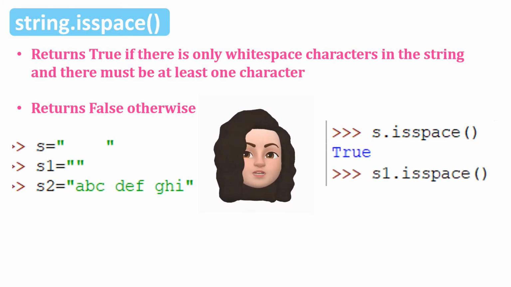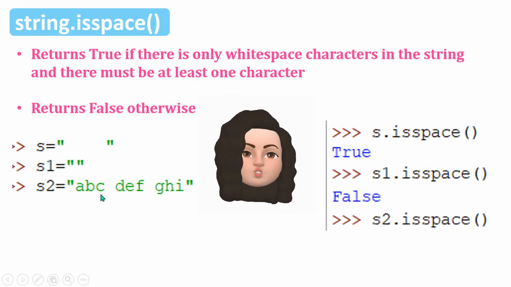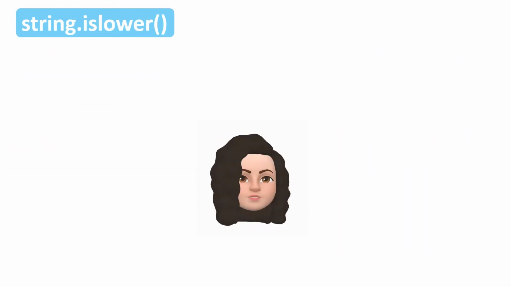S1 dot isspace. S1 is an empty string, it does not contain any characters, no space also, hence S1 dot isspace returns false. S2 dot isspace. S2 consists of ABC space DF space GHI. Even though there is space, there are some characters also, hence S2 dot isspace will return false. So isspace will return true only if the string consists of spaces, otherwise it returns false.